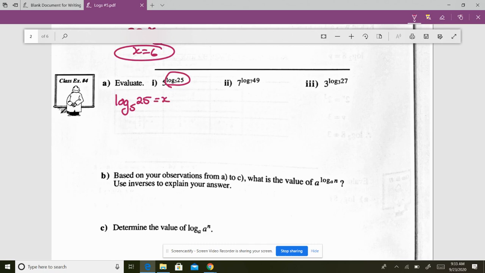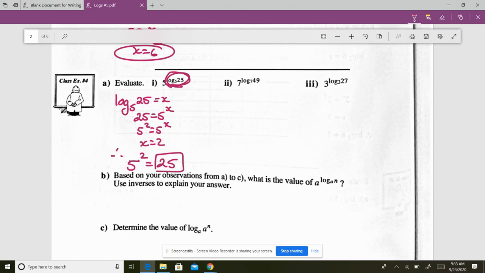And then you change to exponential form. And then you're going to tell me the answer is 2, right? Because if you change 25 to base 5, I get x is equal to 2. So that means that this whole exponent here has a value of 2. So therefore, it's 5 to this exponent, which we just said is 2, which gives me 25.